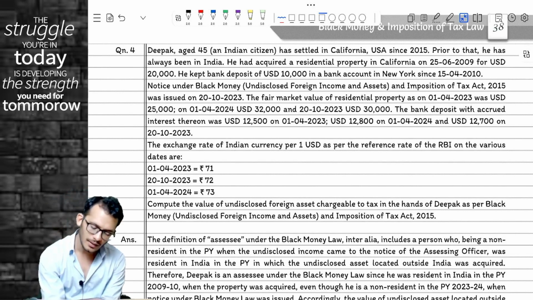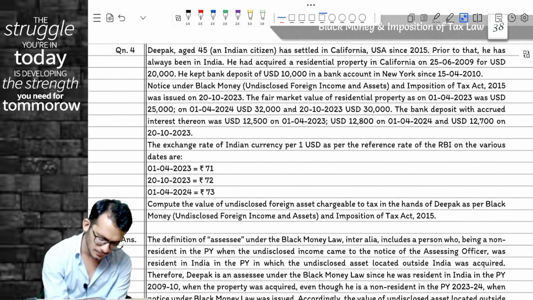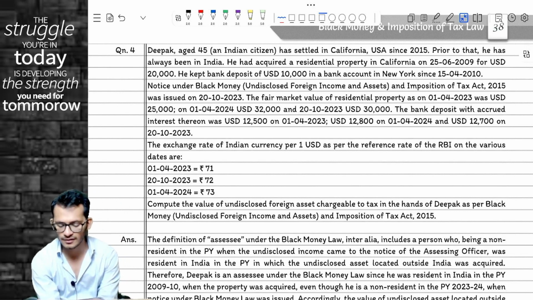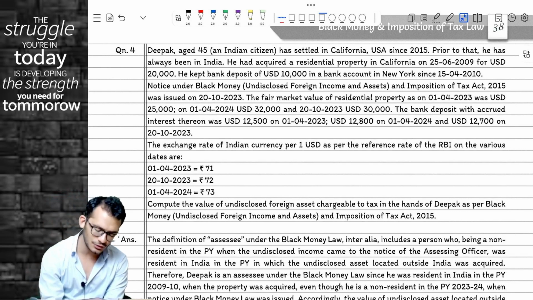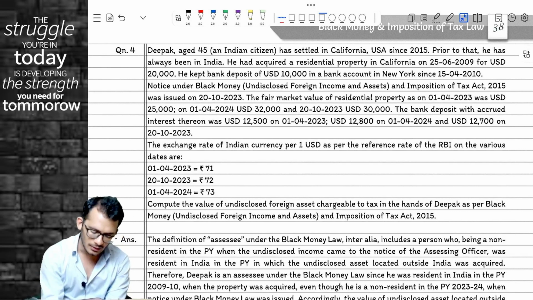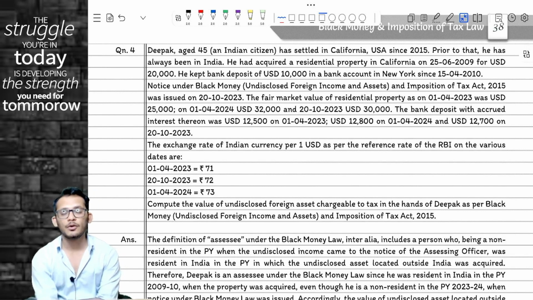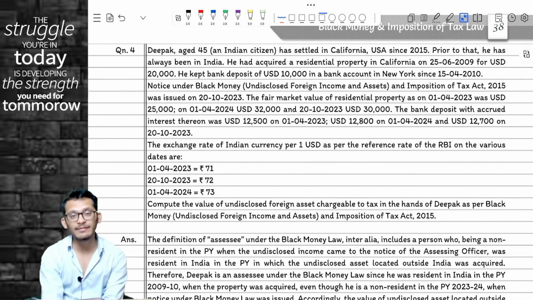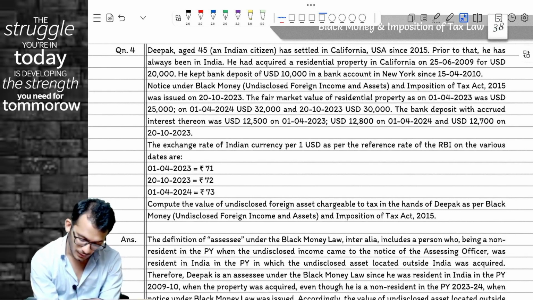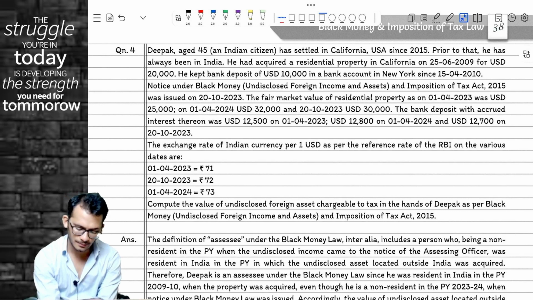For US dollars 20,000. He kept the bank deposit of 10,000 in a bank account in New York since 15th April 2010. So he acquired a residential house property in 2009 for 20,000 USD and has kept a bank deposit of 10,000 in a bank account in New York since 2010. Notice under the Black Money Act and Imposition of Tax Act was issued on 20 October 2023. The fair market value of the residential property is 25,000 on 1 April 2023, 32,000 on 1 April 2024, and 30,000 on 20th October. The provisions say it is the actual cost of acquisition or the value on 1st April of the previous year in which the asset was noticed. When the notice was issued, it was October 2023, and therefore it will be 1st April of the previous year, which means in our scenario it will be $25,000.